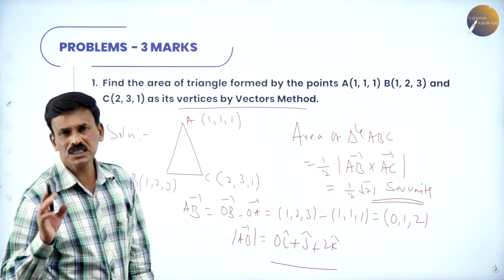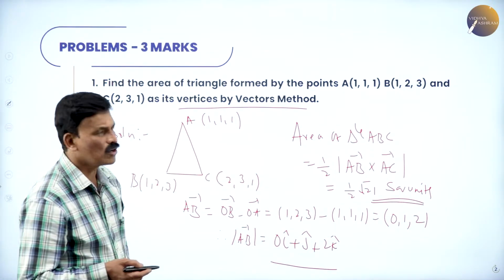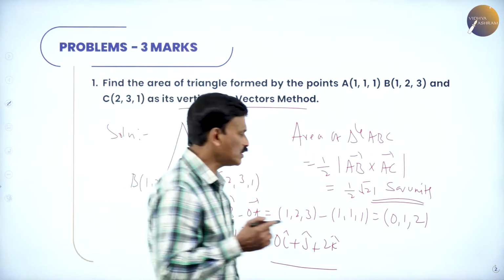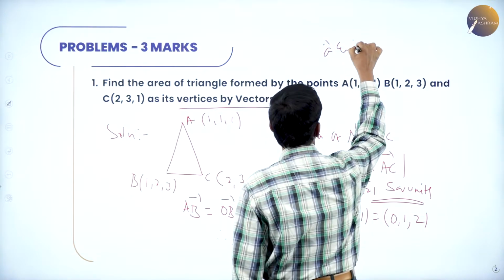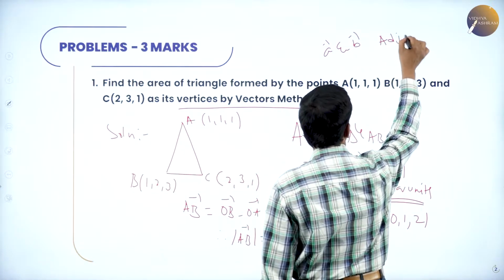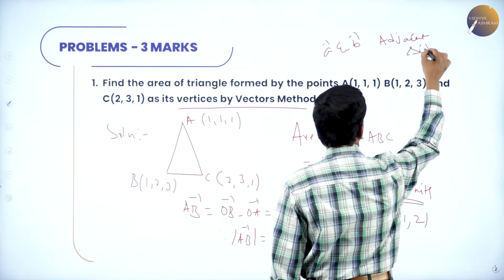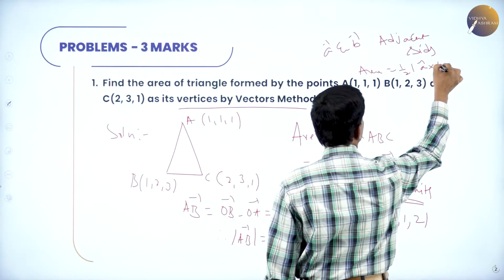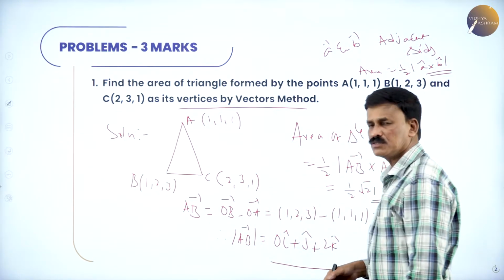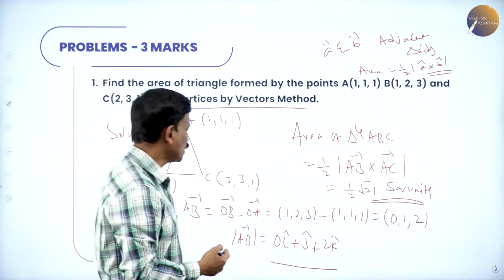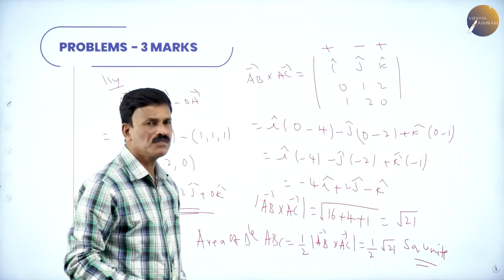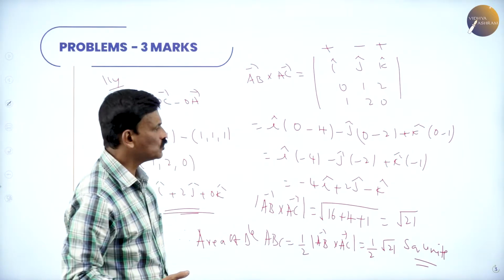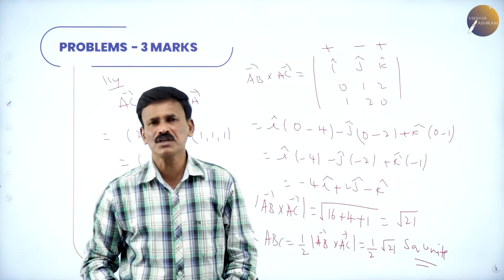Okay. So whenever three vertices are given, area is equal to half into length of AB cross AC. If it is vector A and vector B, if A and B are the adjacent sides of a triangle, then the area is equal to half into length of A cross B vector. Okay, that's it. This is how we are going to find. So therefore, the area of the triangle is half into root 21, or root 21 by 2 square units. Okay, that's regarding this problem.